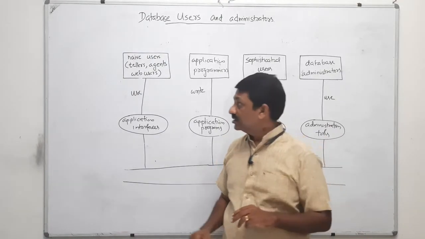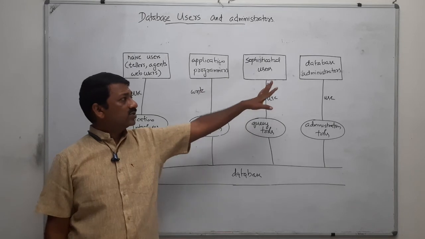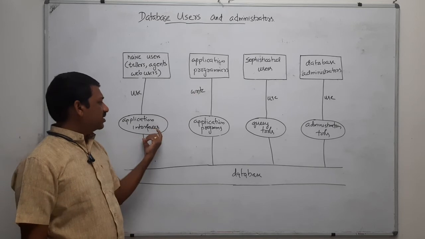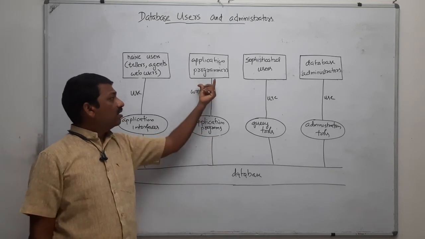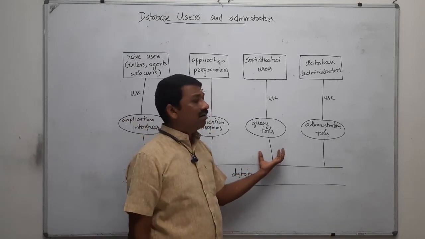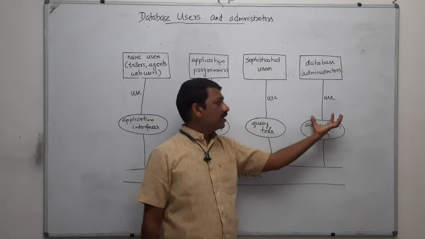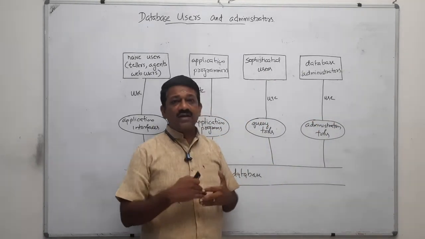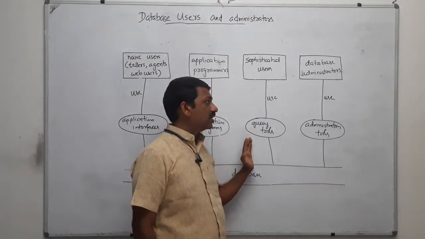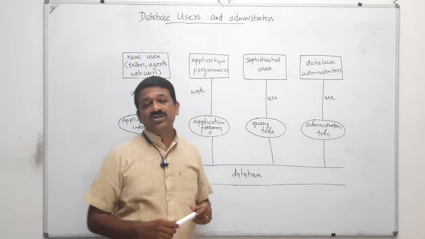So four kinds of users are there: naive users, application programmers, sophisticated users, and database administrators. Writing code for application interfaces is the responsibility of application programmers. Database design is the duty of sophisticated users, and important decisions regarding the database have to be taken by the top level management, who are called database administrators.